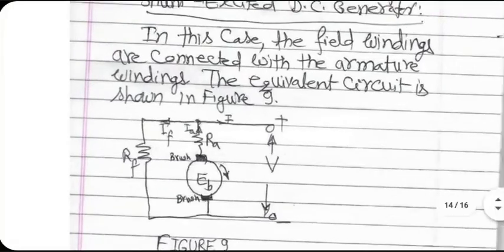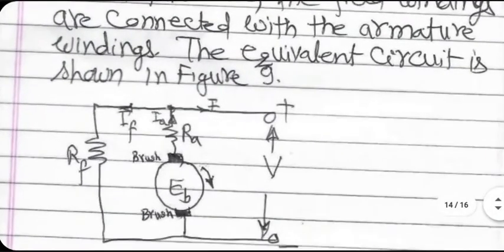It is obvious if you apply KCL at this node that IA equals IF plus I. Total amount of armature current coming in will be equal to field current going out plus load current going out. Okay, that's one equation. The other equation will be EB minus IA RA will be V. And the third equation will be EB minus IA RA, the entire thing divided by RF, will give you IF.